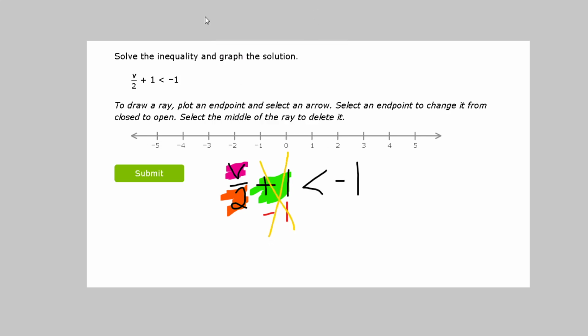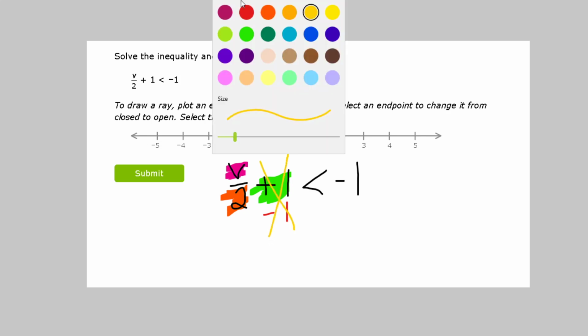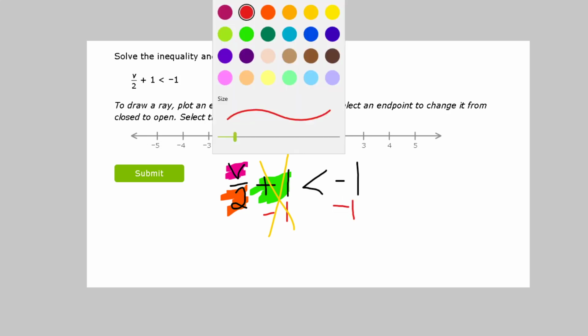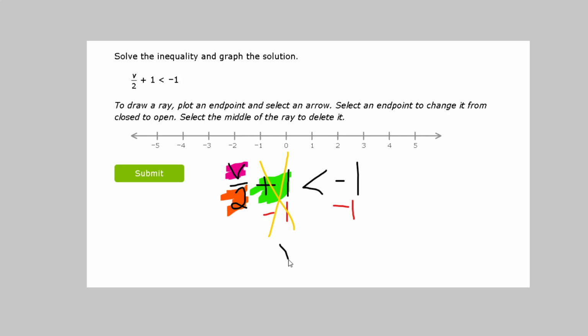These cancel out. But then we have to do the same thing to the right side. So this leaves us with just b over 2 on the left. On the right side, we have negative 1 minus 1. It's negative 2.